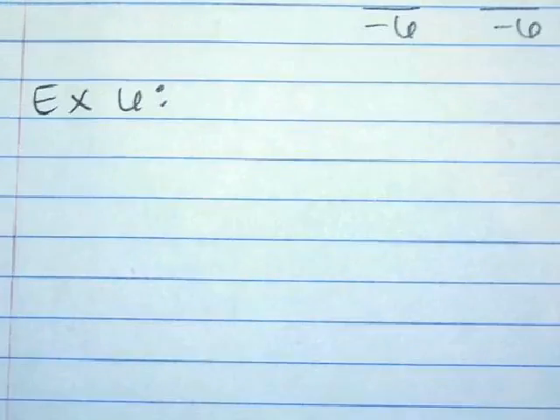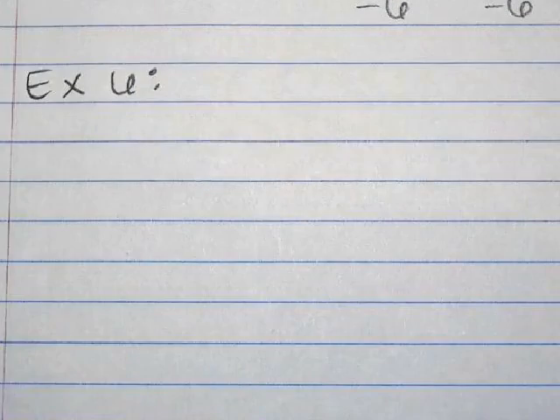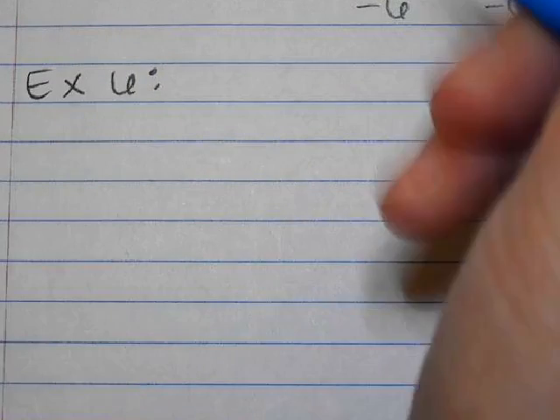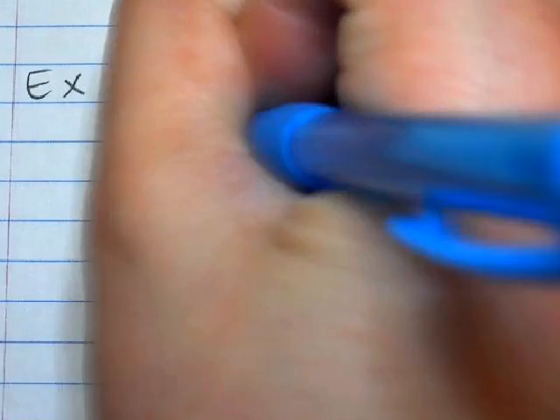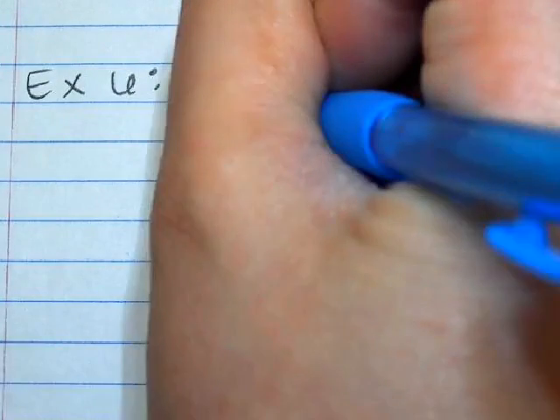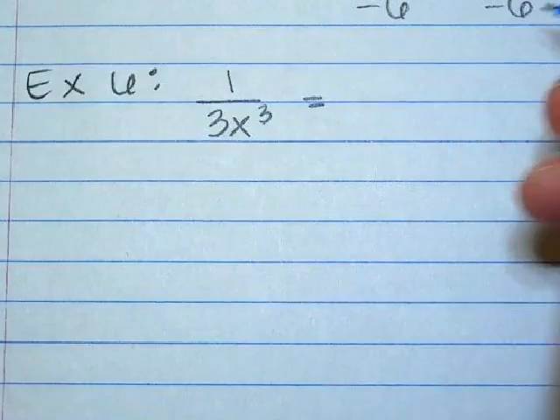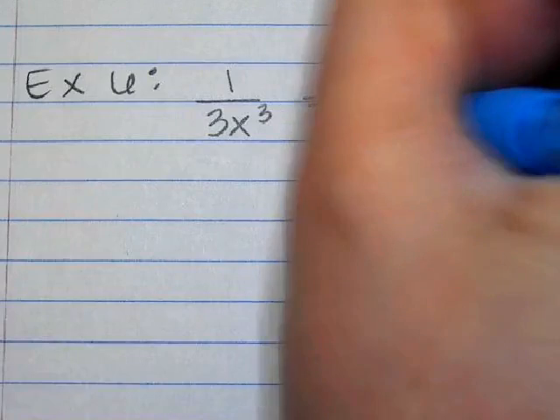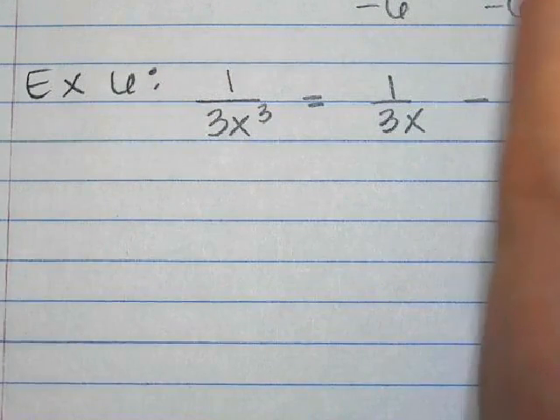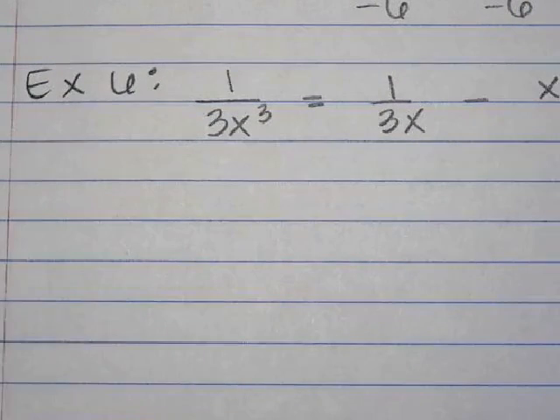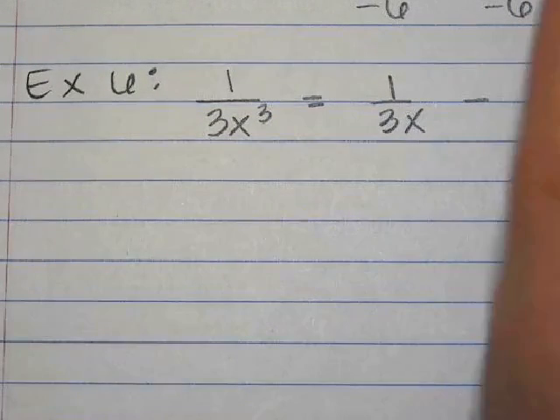Rude. Okay, example 6. This is the last one. This is it. Then we're ready. Okay, 1 over 3x to the third equals 1 over 3x minus x plus 1. Oops. X plus 1 over x squared.